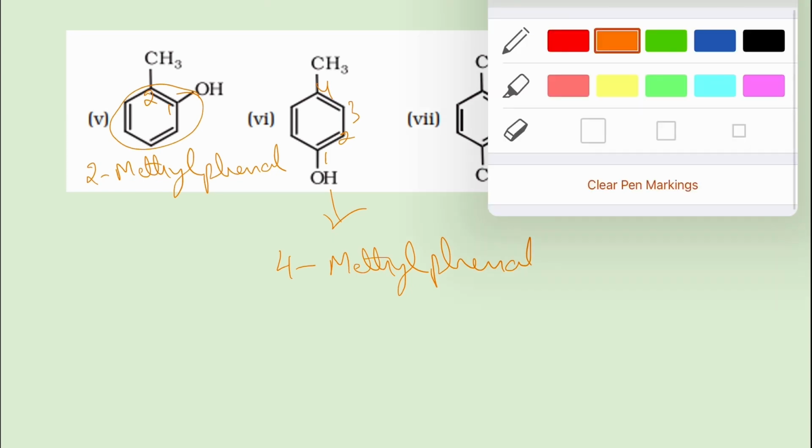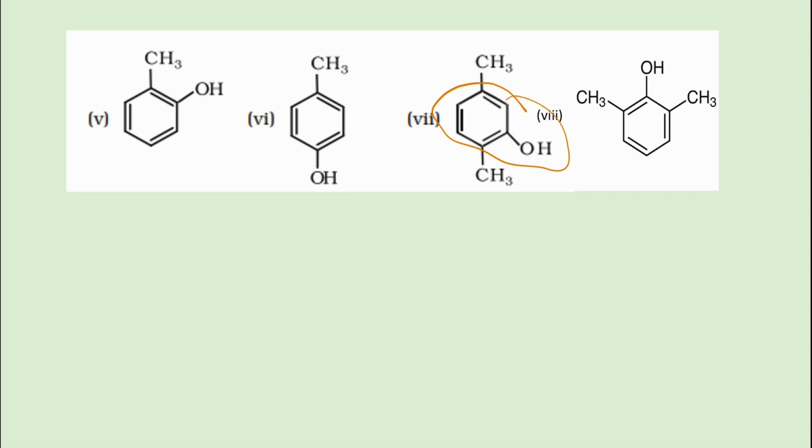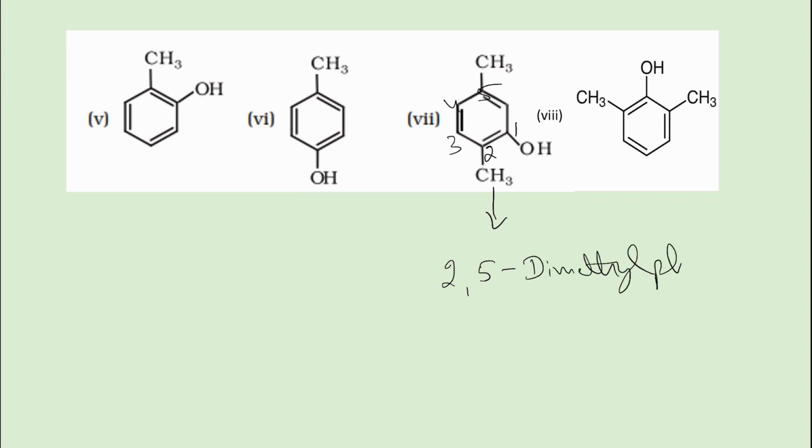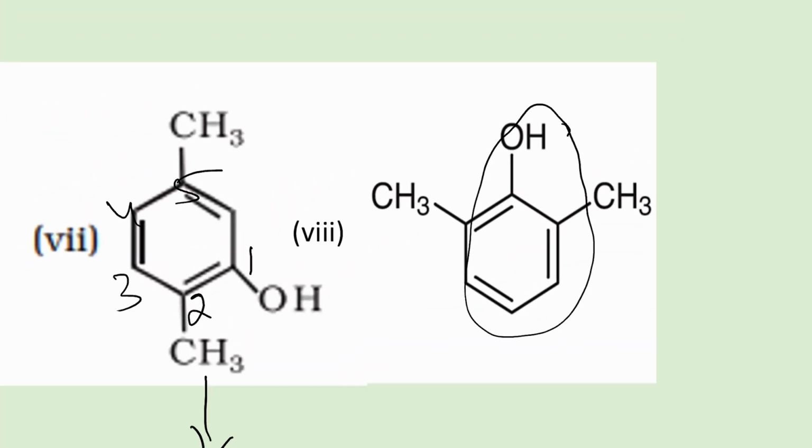Next one, the seventh part, phenol again. Now 1, if I go clockwise, I'll give 2, 3, 4, 5 numbers. So substituents are coming at 2 and 5. But if I come anti-clockwise, so 1, 2, 3, 4, 5, 6. Substituent bearing carbons will get the number 3 and 6. So I will follow this because the lowest numbers we are getting this way. The name is 2,5-dimethylphenol.